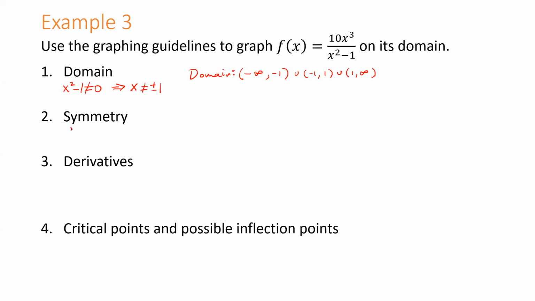Notice also we have some symmetry here. If I look at f of negative x, notice that negative x cubed, we can factor the negative out from there. Negative x squared just gets rid of the negative. So taking the negative out from the numerator, we get the opposite of our original f. So this has again the odd symmetry. So again, remember that's symmetric with the origin.